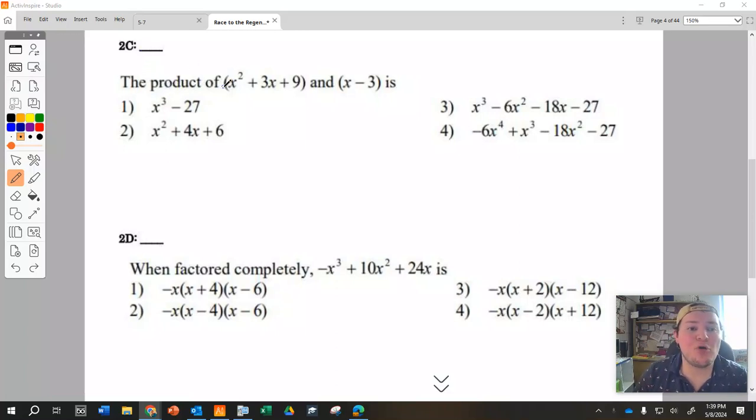2c, the product of, and then it gives you the polynomial, and gives you the other polynomial is what? So the product. Product means what in math? Product means the answer when you do what? Add, subtract, multiply, or divide. Which one? Product is multiply, times. So it's really telling you to times this polynomial with this polynomial.